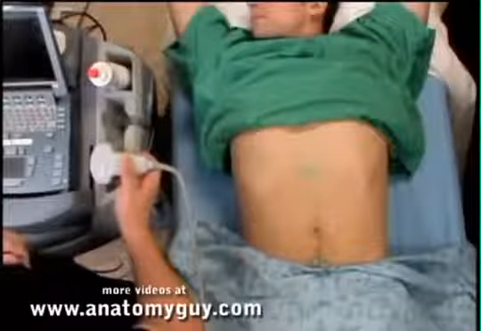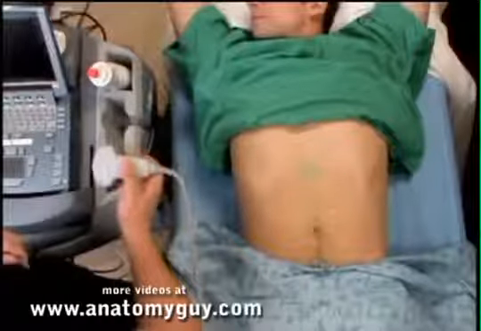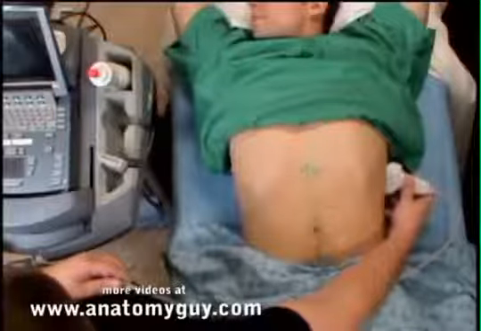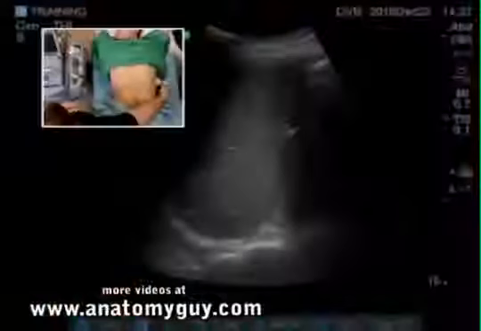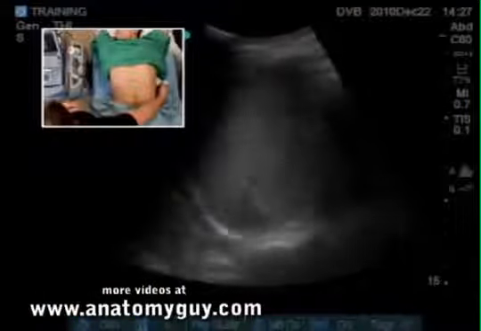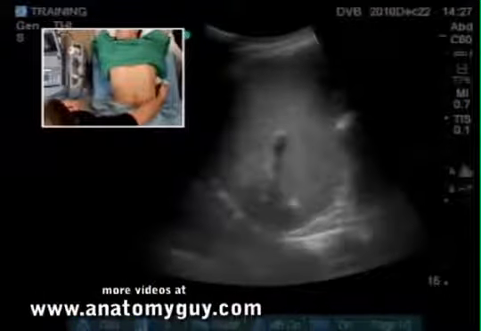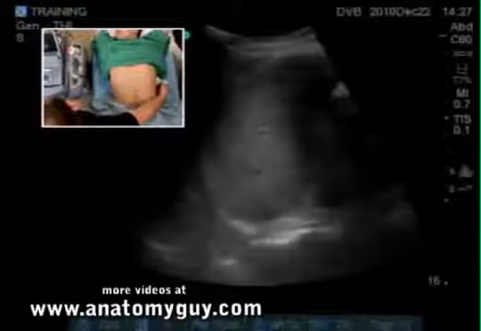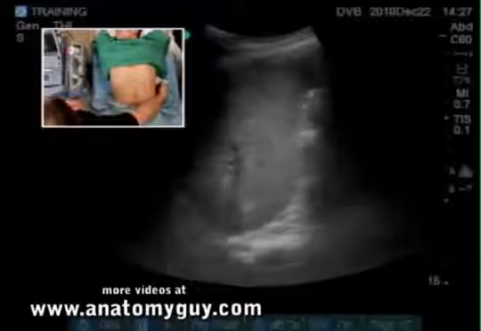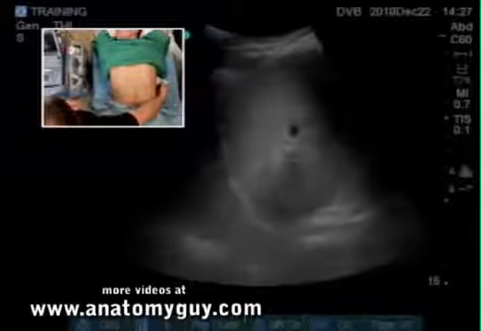Next, after viewing Morrison's pouch, we reach across the patient to the patient's left. With the probe marker pointed up towards the head, the probe is going to be placed at the lateral, more posterior costal margin. This hand positioning will be a little bit more posterior than the previous. Now we see here an image of the spleen and the kidney. There is no hypoechoic fluid between the spleen and the kidney. This is a negative FAST exam.